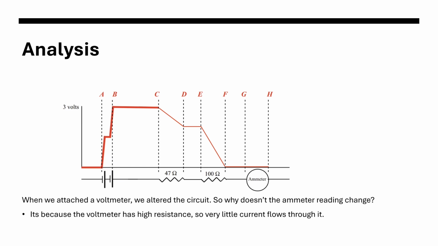Then, further going into this, plugging in what we got, we attached a voltmeter and altered the circuit. So why doesn't the ammeter reading change? That's because the voltmeter has high resistance, so very little current flows through it.